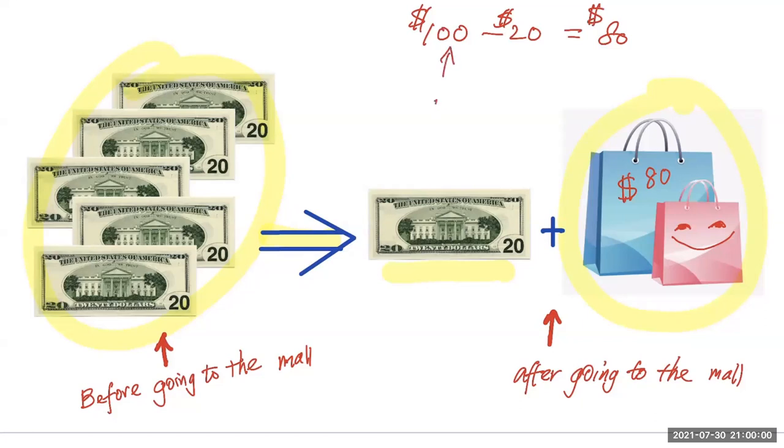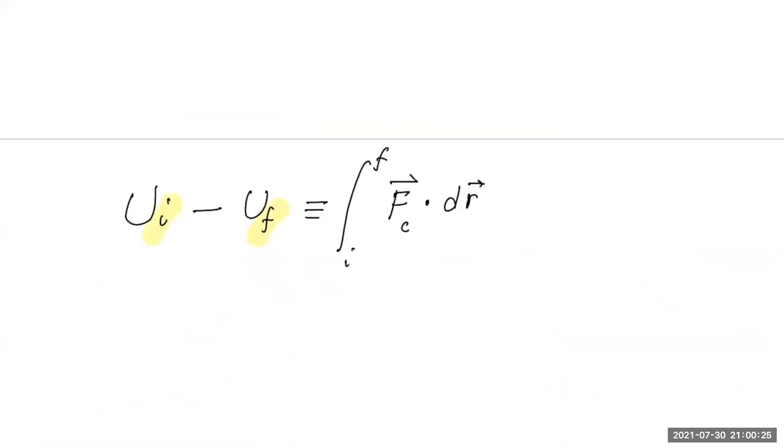This is the initial number, that's 100. Final is 20, right? Initial is 100, final is 20. And you take the initial minus the final, you get the amount of money you spent. So this clearly shows you that to find the amount of a quantity such as money or potential energy that you spend, you have to take initial minus final. That is the reason why in the definition here, we put initial ahead of final, right?